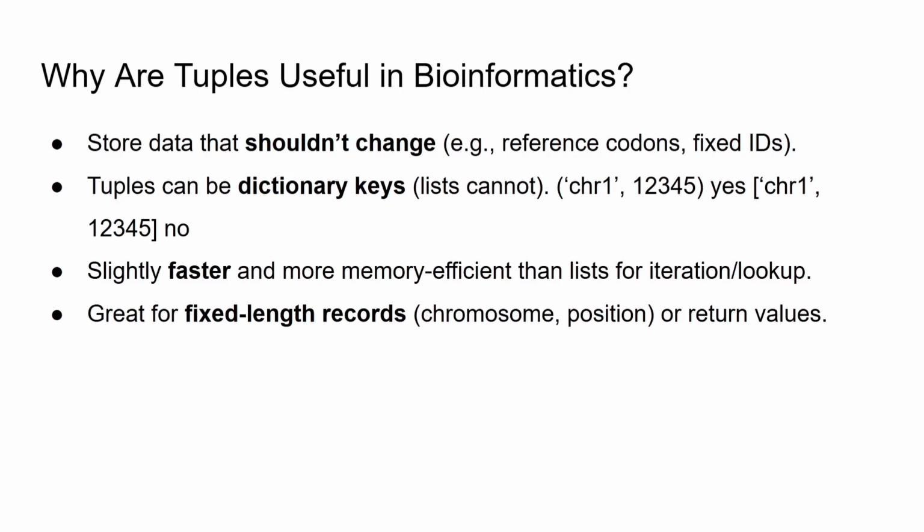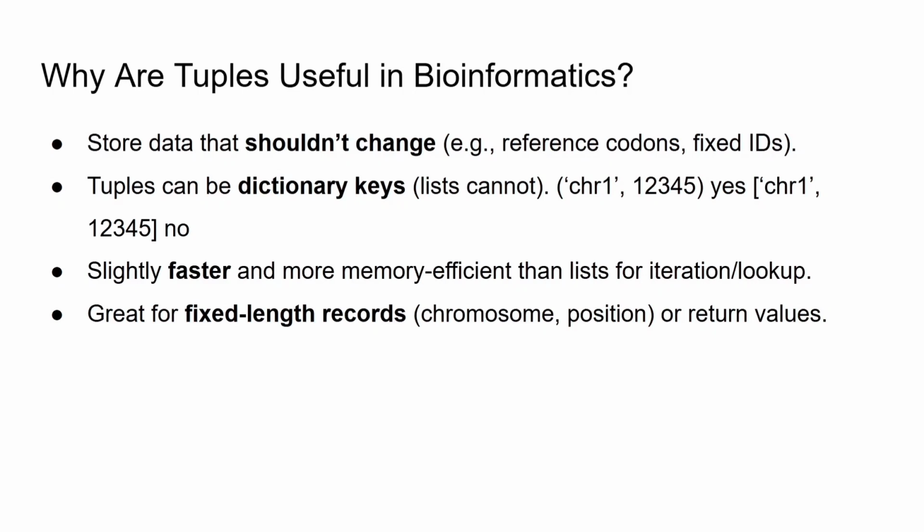Second, tuples can be used as keys in dictionaries, while lists cannot. Imagine you want to map a chromosome and a position to a mutation. You can use a tuple like (chromosome 1, 12345) as the key in a dictionary. This would be impossible with a list. We will see this in detail while explaining the dictionary data type.